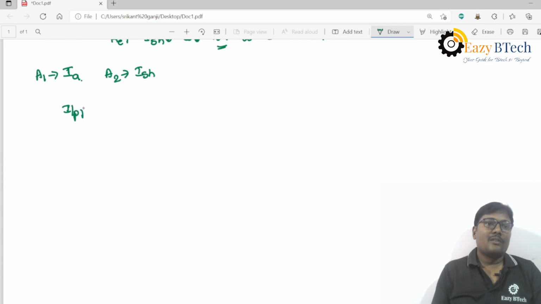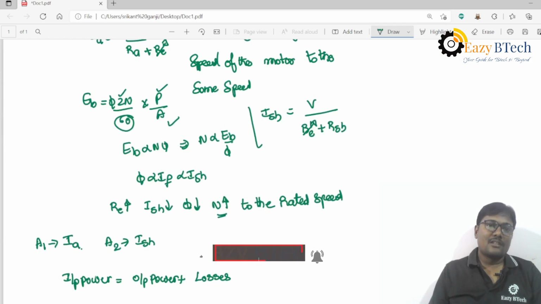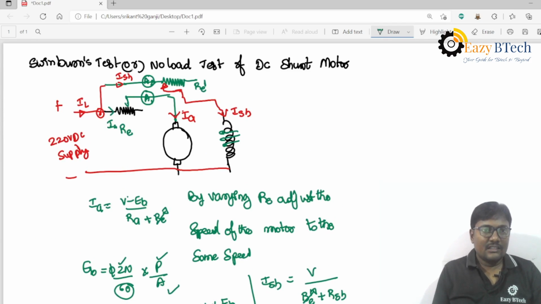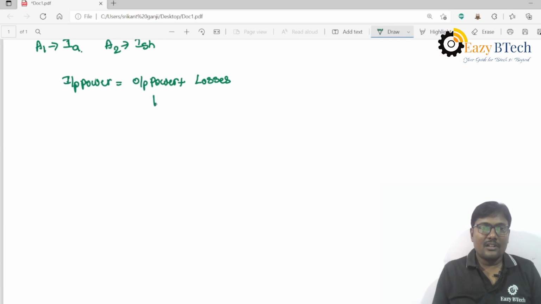Generally, the input power is equal to output power plus losses. But here, the name of the test is no load test. The output of the DC shunt motor is not at all loaded and it is under no load conditions. The useful power or output power is equal to zero. Whatever the input power is, it is required to meet the losses only.